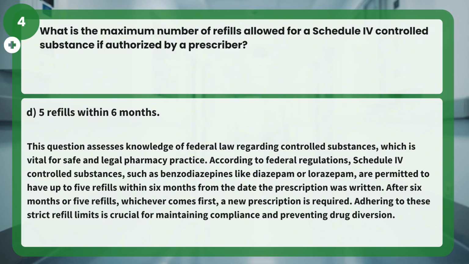Answer: D. 5 refills within 6 months. This question assesses knowledge of federal law regarding controlled substances, which is vital for safe and legal pharmacy practice. According to federal regulations, Schedule IV controlled substances, such as benzodiazepines like diazepam or lorazepam, are permitted to have up to 5 refills within 6 months from the date the prescription was written. After 6 months or 5 refills, whichever comes first, a new prescription is required. Adhering to these strict refill limits is crucial for maintaining compliance and preventing drug diversion.